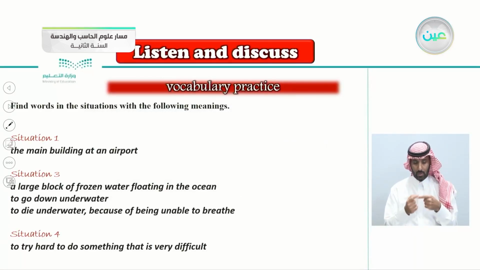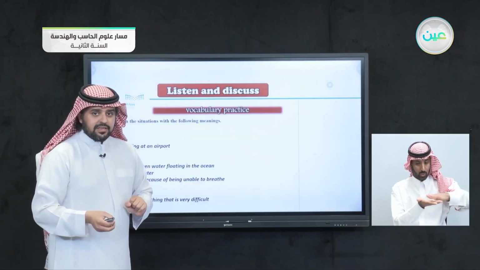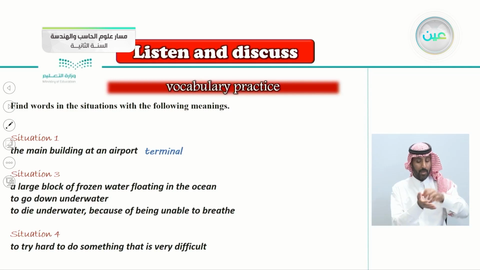Continuing here with the vocabulary practice, find words in the situations with the following meanings. So, in situation 1, the main building at an airport. What do we call the main building at an airport? Very good, we call it a terminal.